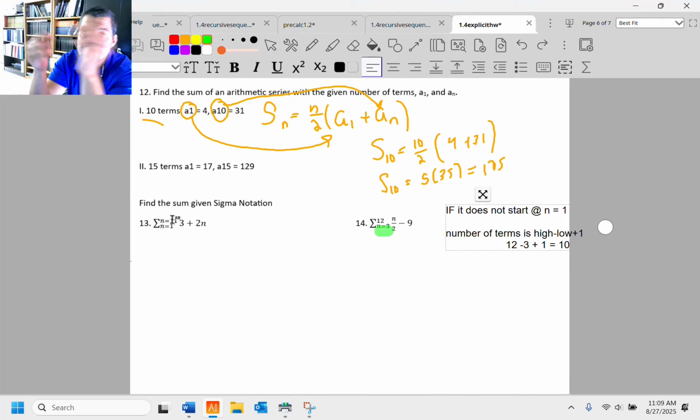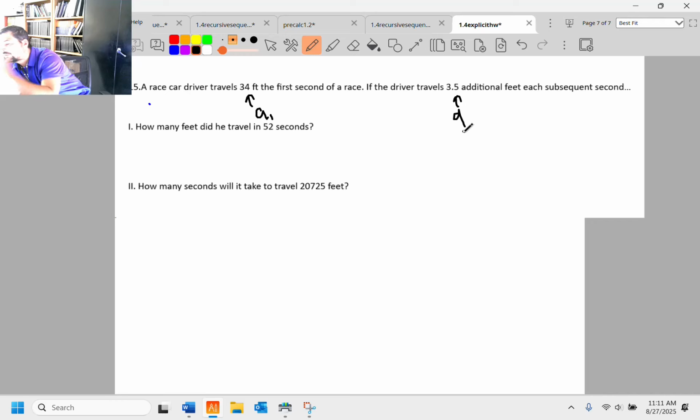I'll do 15, because if I don't, it's just going to get asked. A race car driver travels 34 feet in the first second of a race. If the driver travels 3.5 additional feet each subsequent second, how many feet did he travel in 52 seconds? So this is your first term, and this is your common difference.